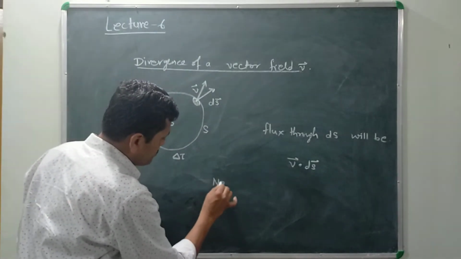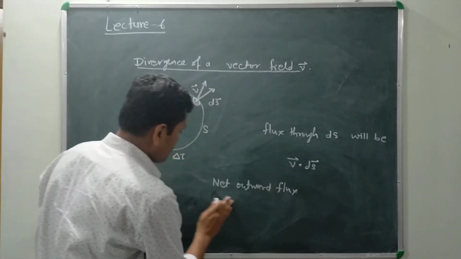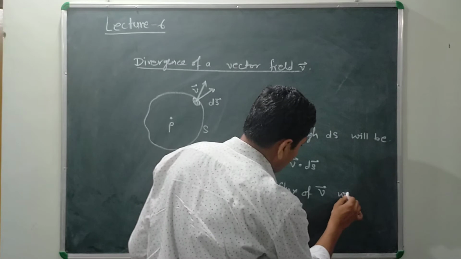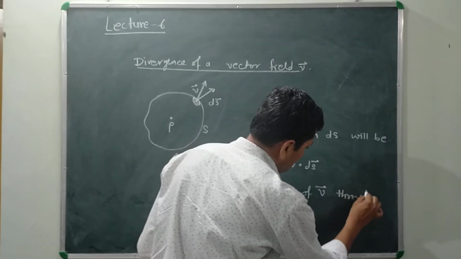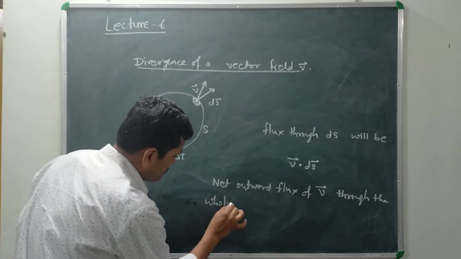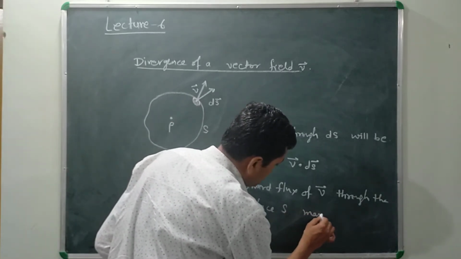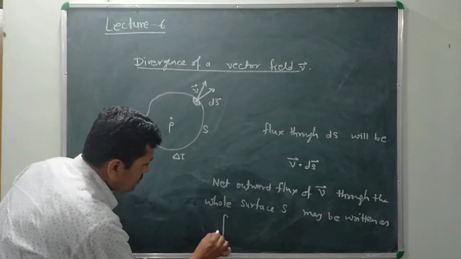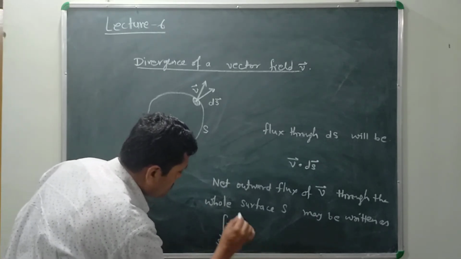and the net outward flux of vector V through the whole surface may be written as the surface integral of vector V over the surface S.